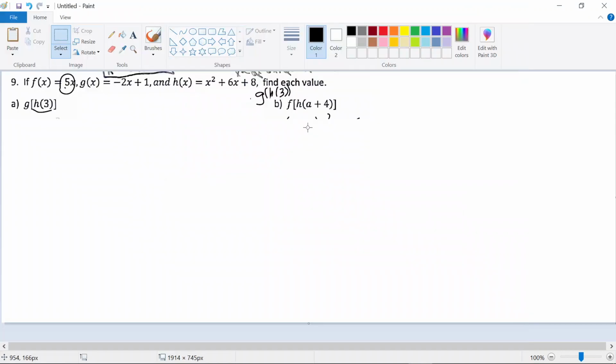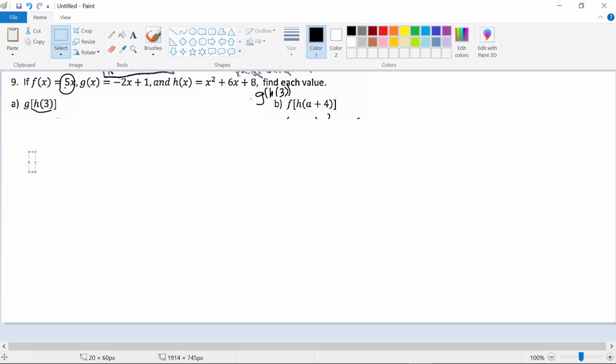Question number 9 says if f of x equals 5x, and g of x equals minus 2x plus 1, and h of x equals x squared plus 6x plus 8, find each value. The first value is g of h of 3. So I have to plug in 3 to the h function first. Here's the h function. I'll put 3 in everywhere I see x.